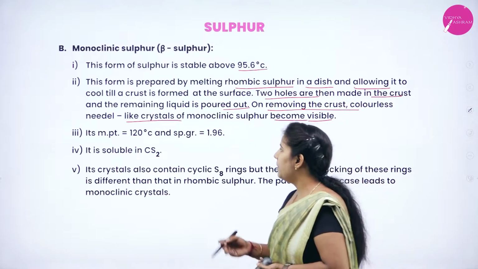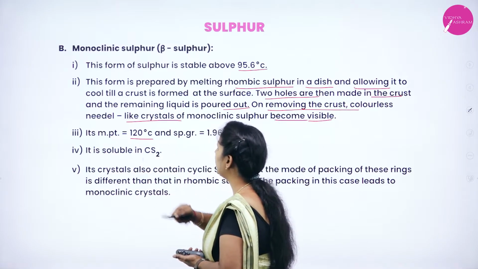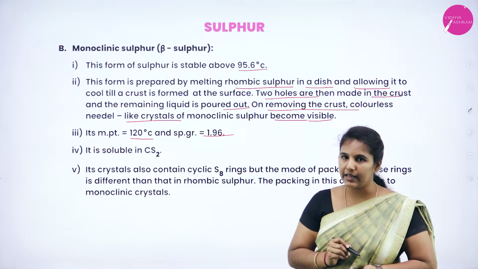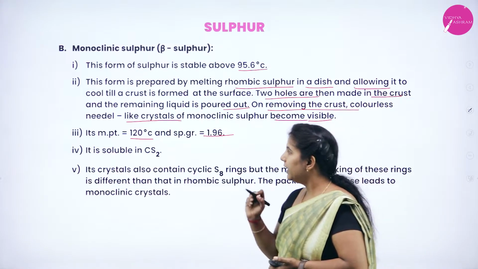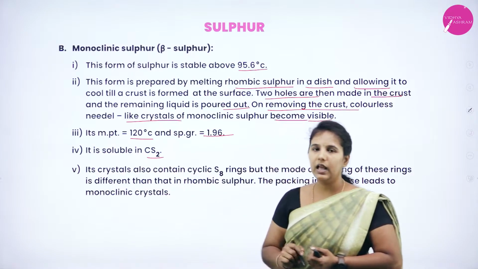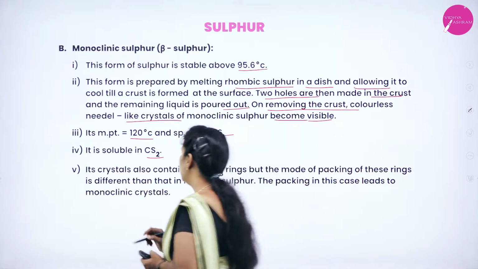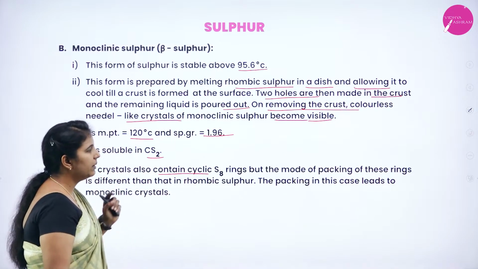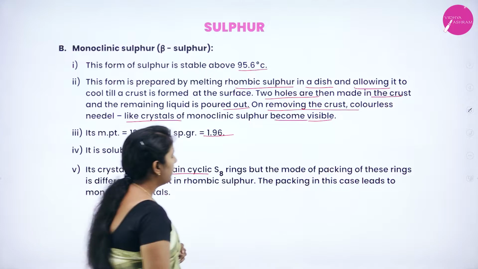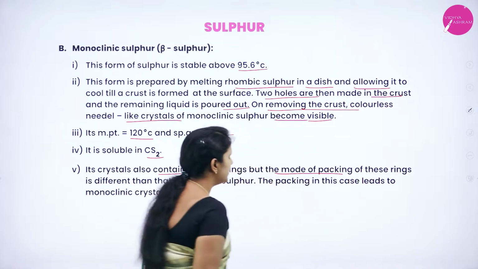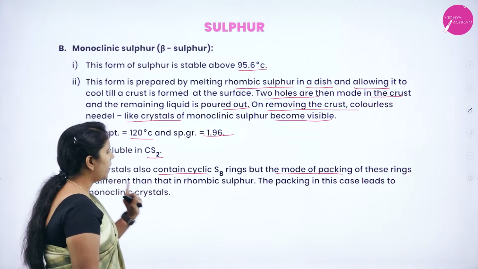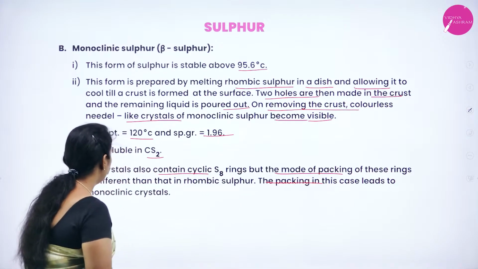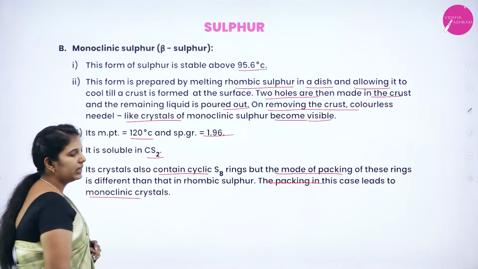It has a melting point of 120 degrees Celsius and a specific gravity of 1.96, and it is again soluble in carbon disulfide. The crystals also consist of S8 rings, but the mode of packing of these rings is different from rhombic sulfur, and the packing in this case leads to monoclinic crystals.